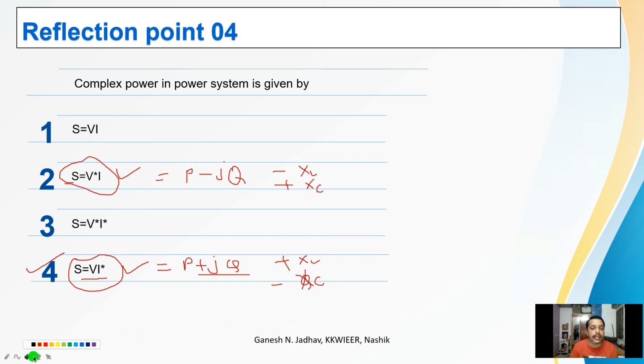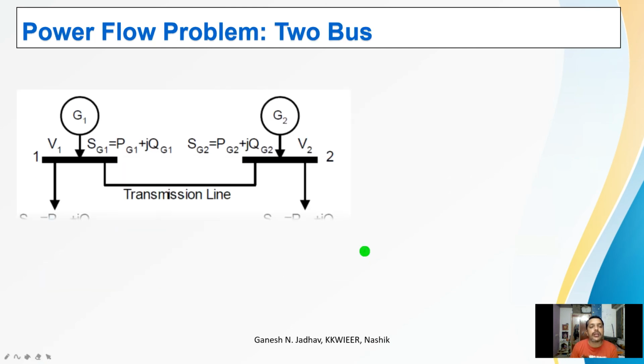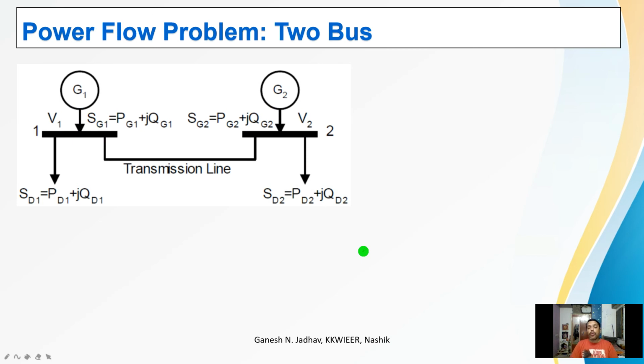Okay, so let me erase all this whatever I have done. Let's come to the power flow problem. I am going to derive the power flow equation for a two bus system. So let us consider that this is generator 1, this is generator 2. I am having two buses, bus number 1 and bus number 2. The generator is connected to bus number 1, which is generating the apparent power SG1, which is PG1 plus jQG1.